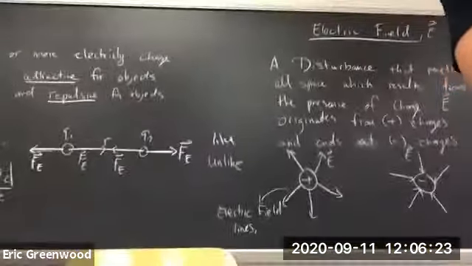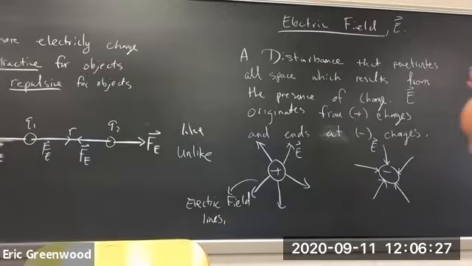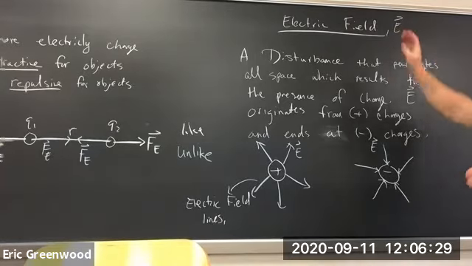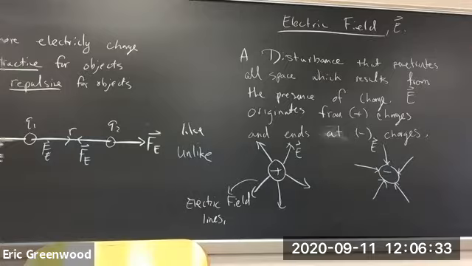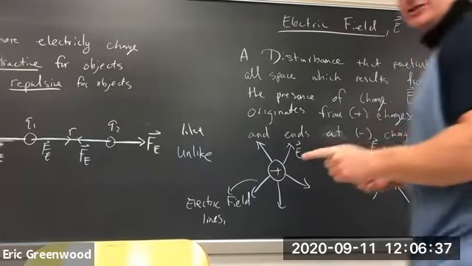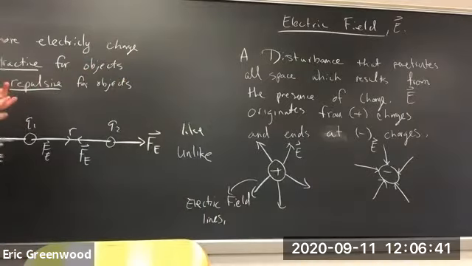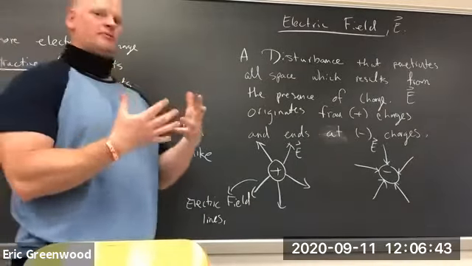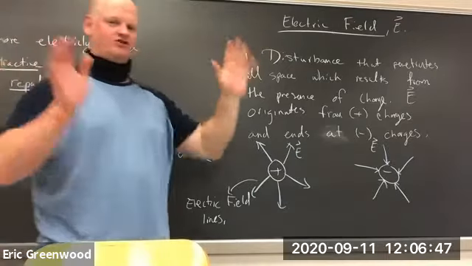From here, we're going to define something else, which is known as the electric field. The electric field is always denoted by a capital E with an arrow over top of it, unless we're dealing with a magnitude, then it's just a capital E. Not to be confused with energy. The electric field is a disturbance which permeates through all of space, which is the result of an object having charge.